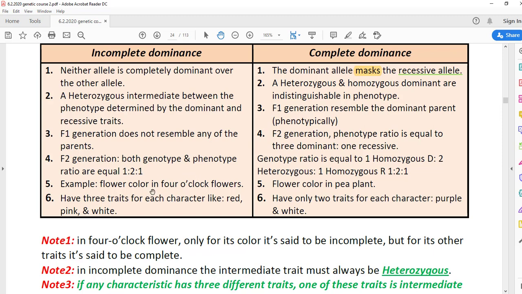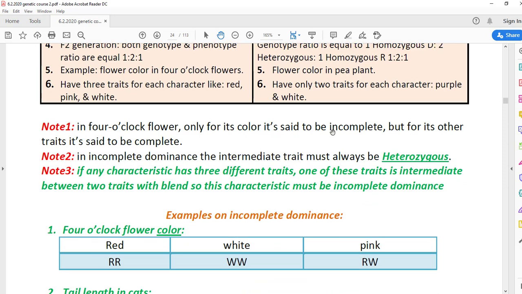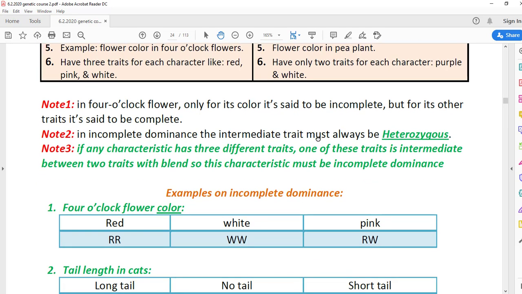Here it is equal. For example, flower color in the 4 o'clock flower, whereas in the pea plant there are two traits for each characteristic. The flower color of the 4 o'clock flower is incomplete, but its stem can be complete. It isn't necessary that all characteristics of the 4 o'clock flower are incomplete dominant. No, all characteristics of the 4 o'clock flower aren't incomplete dominant.